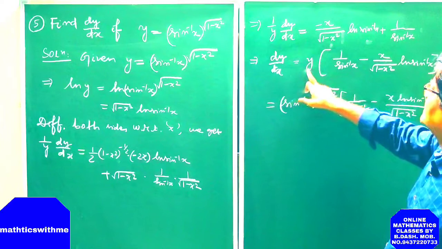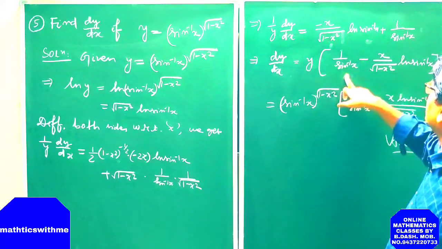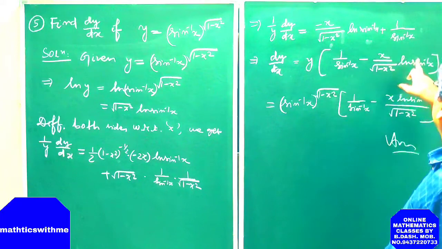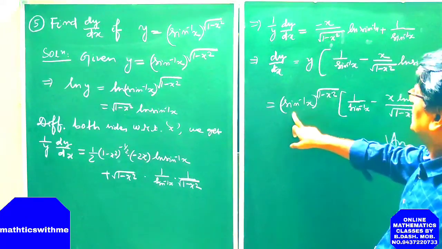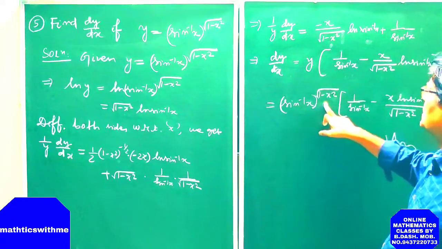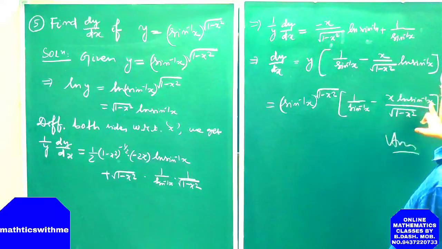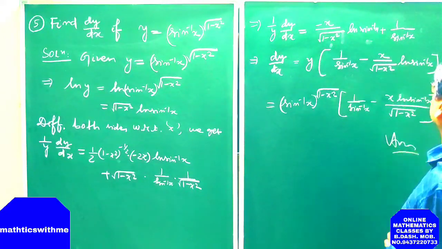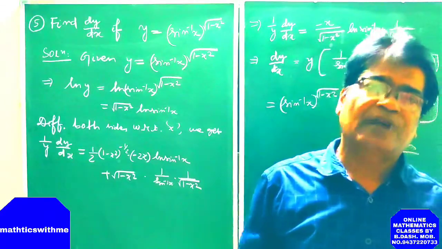So dy by dx is equal to y into this quantity, 1 by sine inverse x minus x ln sine inverse x by root over 1 minus x square. So putting the value of y here, sine inverse x to the power root over 1 minus x square into 1 by sine inverse x minus x ln sine inverse x by root over 1 minus x square. So our fifth problem is solved.